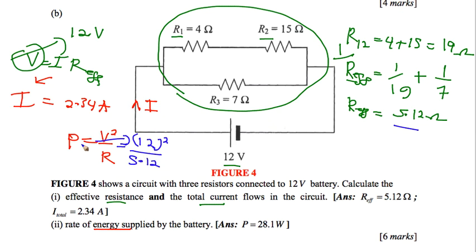So now the power, or the rate of energy, is actually E divided by T, energy divided by the time T. So this is equal to power. That's why we calculate the power, meaning the rate of energy is P. So now the value of the rate of energy is 28.1 watt.